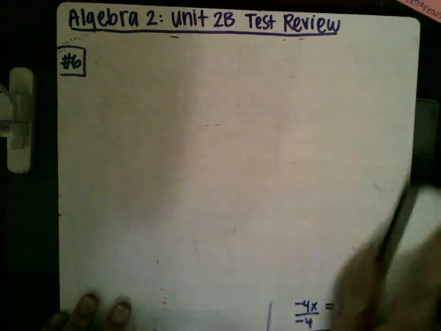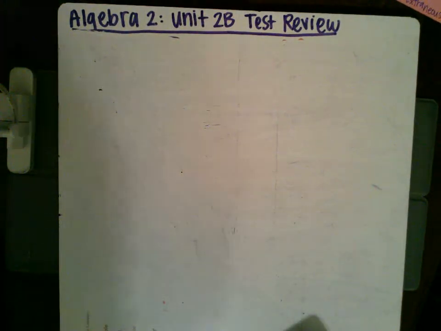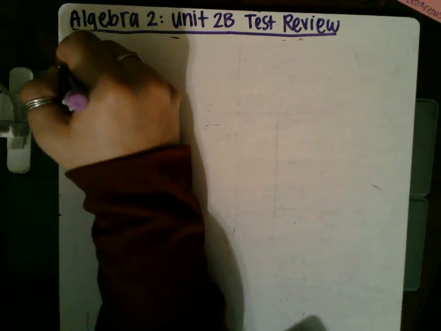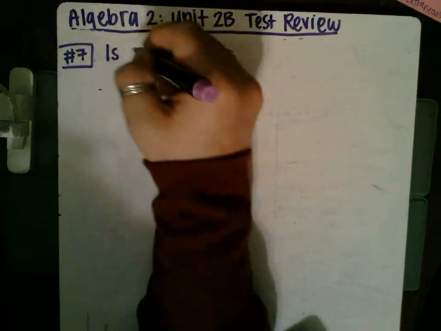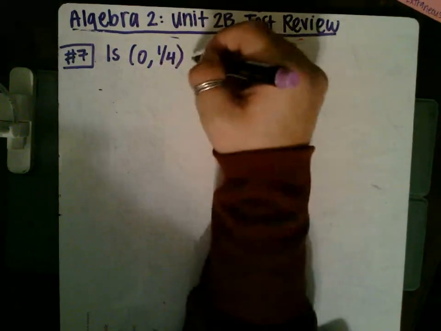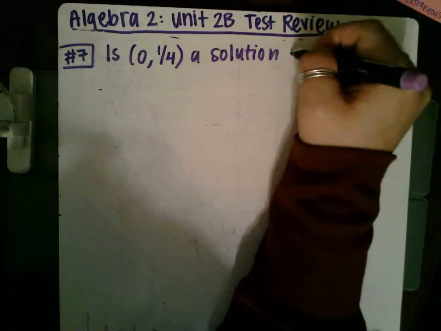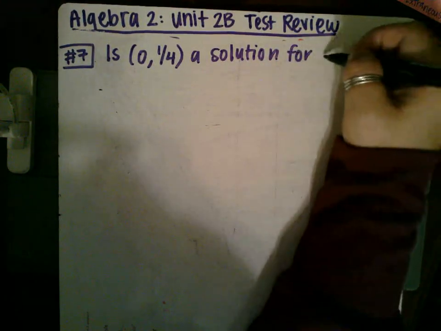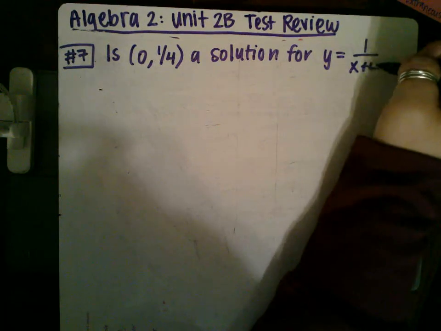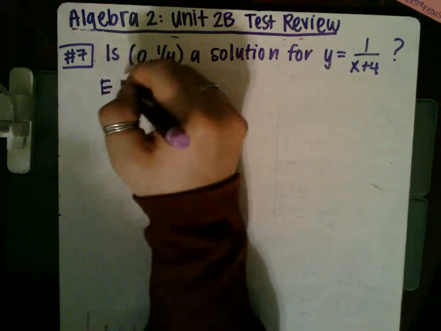Problem number 7 is kind of a conceptual question. It says, is the point (0, 1/4) a solution for the equation y equals 1 over x plus 4? Explain or show your reasoning.